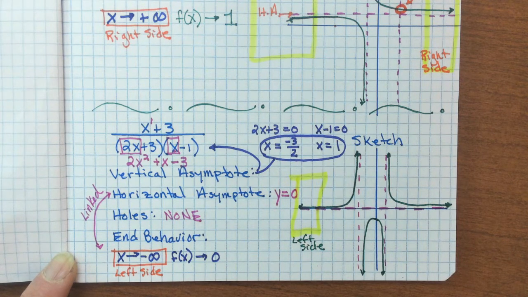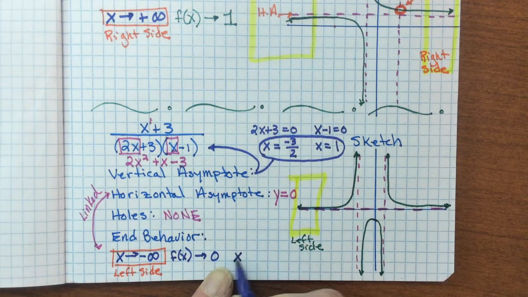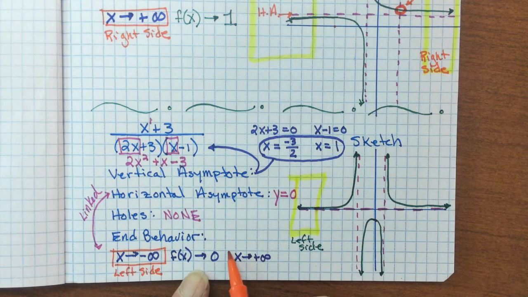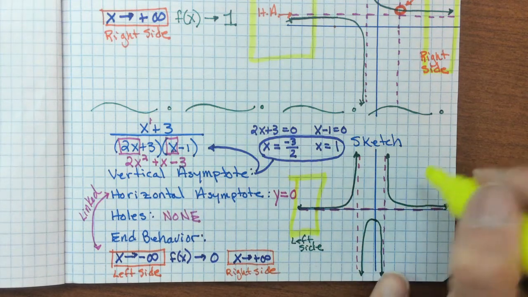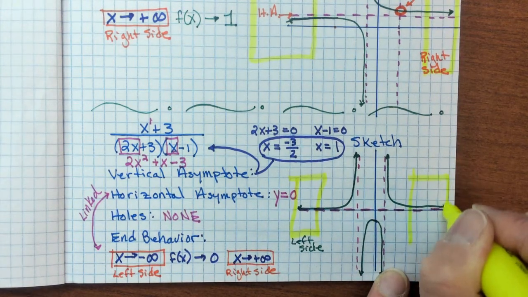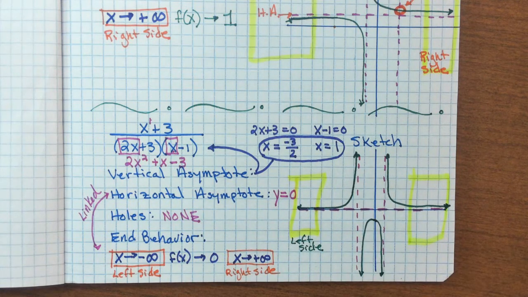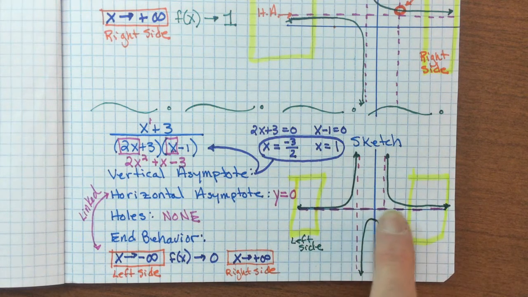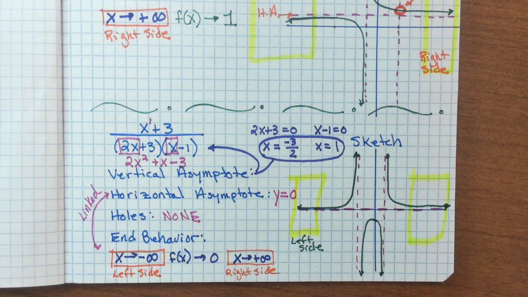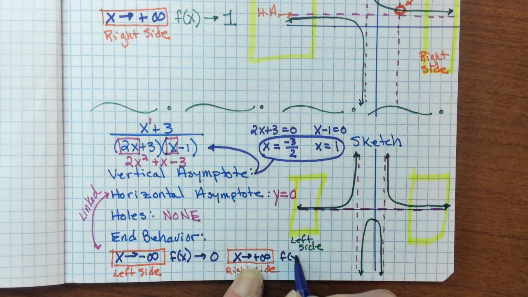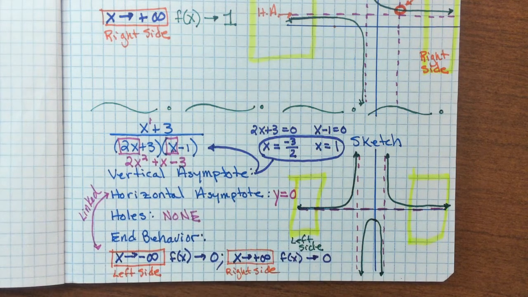So then if I want to say right side, I'd say x goes to positive infinity. So remember this here is the same thing as right side. And my right side is over here. So where's the right side going? Well, the right side is also getting stuck where y is 0. So that means I'm going to write f of x goes to 0. And that's how I would state my end behavior for a rational function.